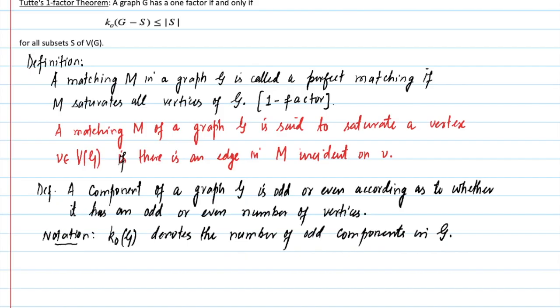Now here is one more definition that we require in the proof. A component of a graph G is called an odd component or an even component accordingly if it has an odd number of vertices or an even number of vertices. And the notation for denoting the number of odd components in a graph is k naught of G. So k naught of G denotes the number of odd components in a graph G.